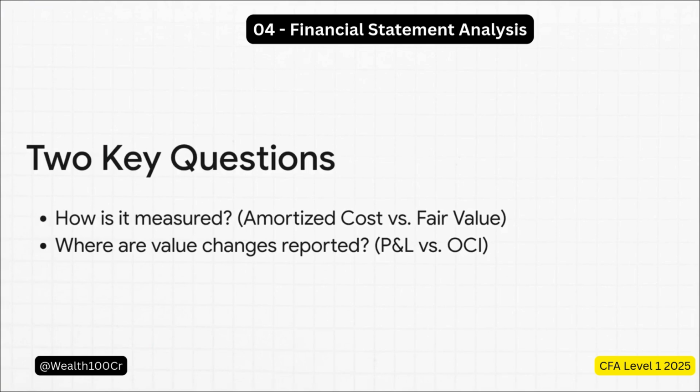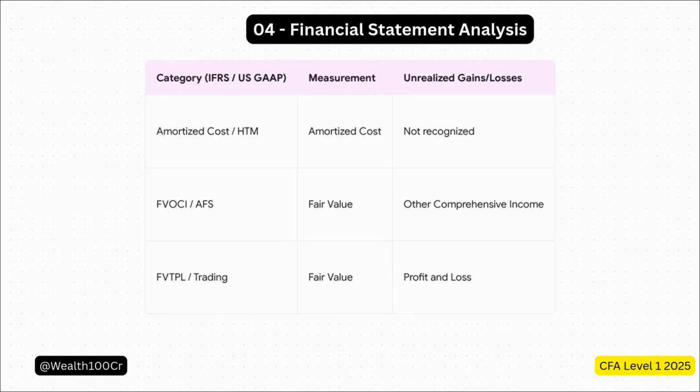First, how is it measured on the balance sheet? Is it at its original cost or at its current market value? And second, where do the changes in its value actually get reported? Do they hit the income statement and affect profits, or do they bypass it and go somewhere else? This table is your cheat sheet. It pretty much summarizes everything you need to know.